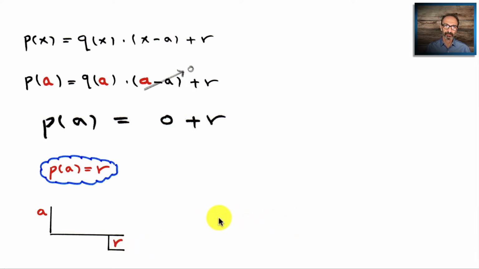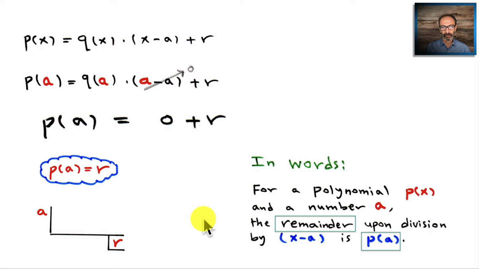What does that mean? I know I'm saying it, but let's write it down. So in words, for a polynomial p of x and a number a, the remainder upon division by x minus a is P of a.